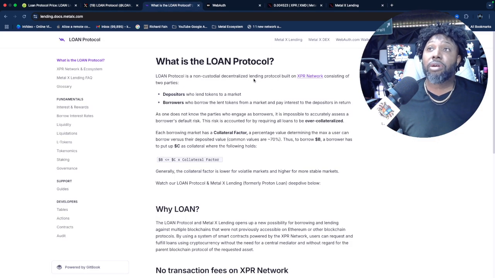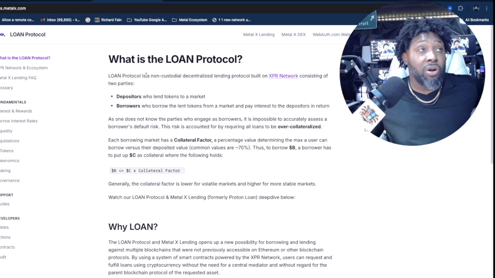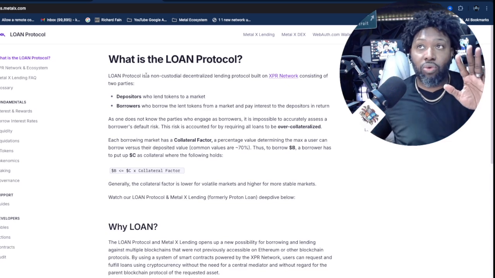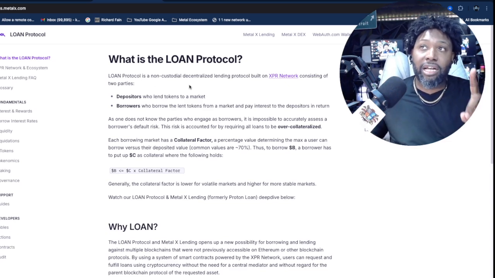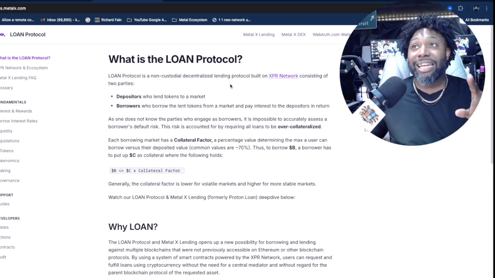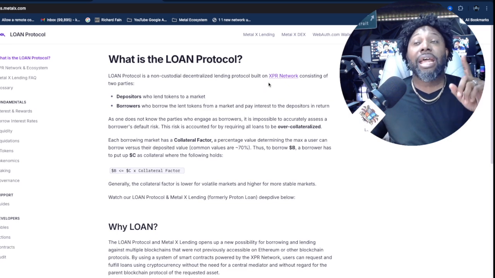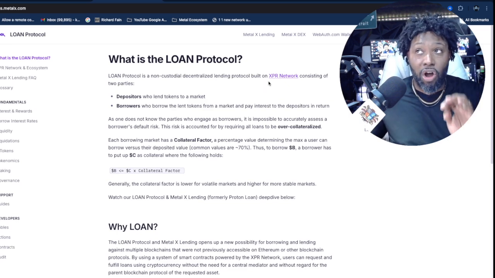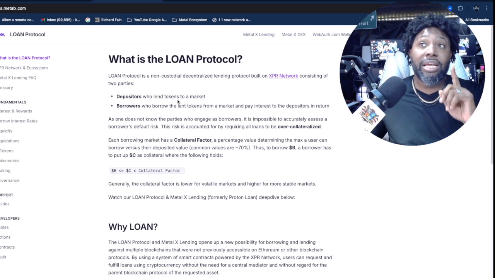I want to jump over here. I want to talk about them. So this is the Loan Protocol, guys. This is that token. So this is basically what it is. Loan Protocol is a non-custodial, decentralized lending protocol built on the XPR network. And that's one thing to know. It's built on the XPR network, consisting of two parties: you have depositors and you have borrowers.